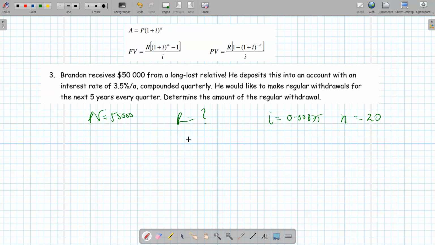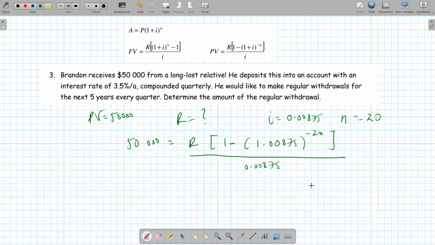Okay. So we have 50,000 equals R, we don't know what that is, times 1 minus 1.00875 to the power negative 20, all over I, 0.00875. Okay, now this is how you're going to do this. You're going to plug this in first in the calculator.